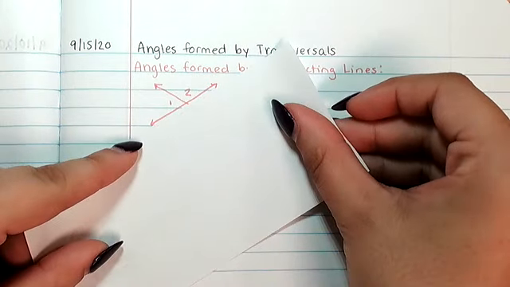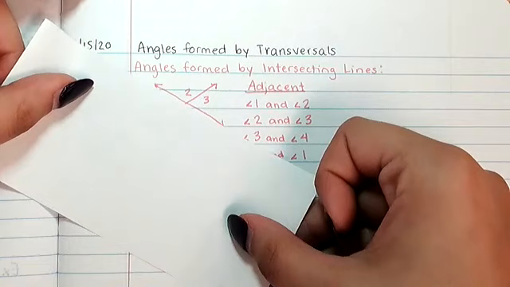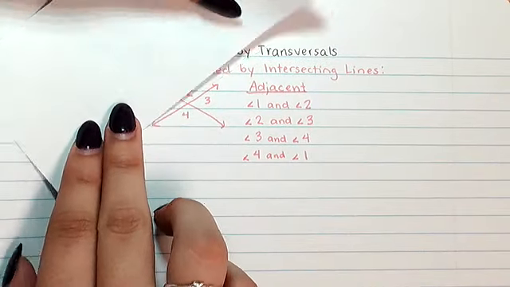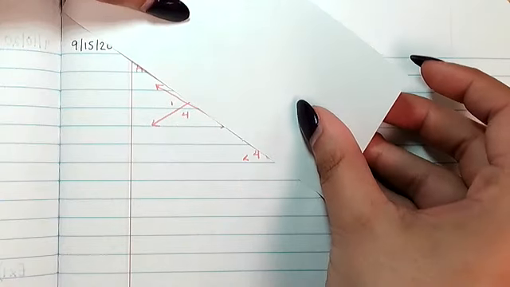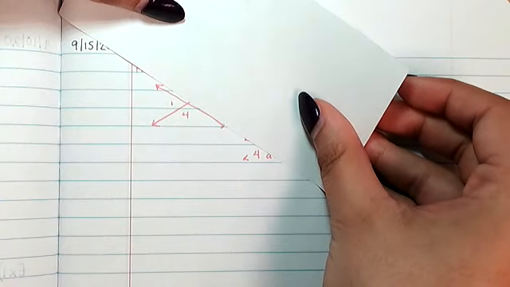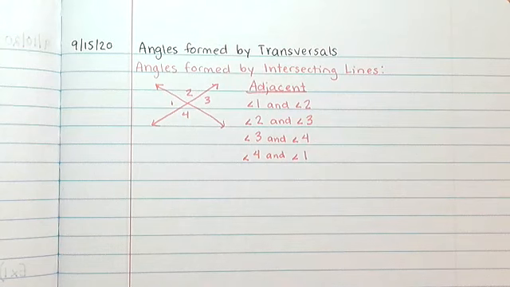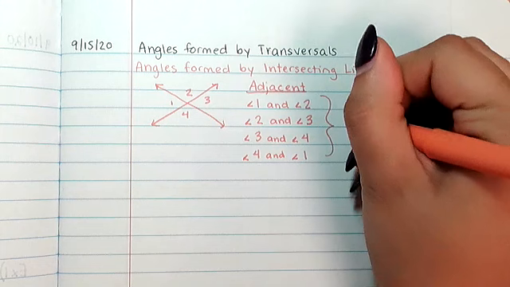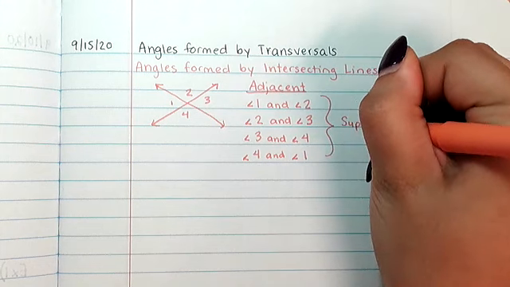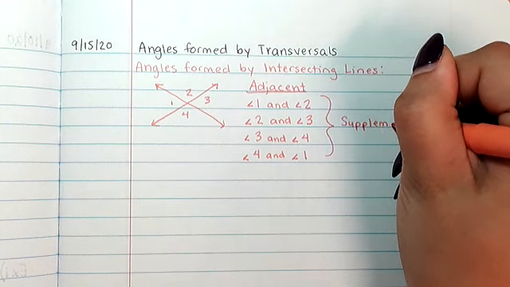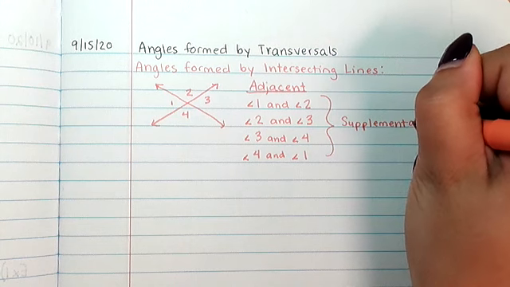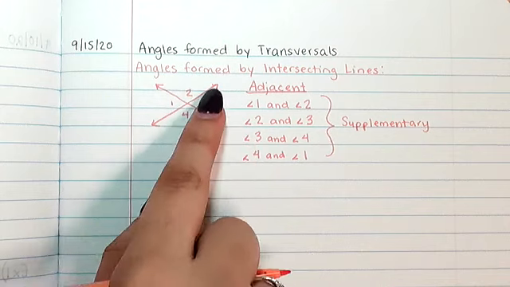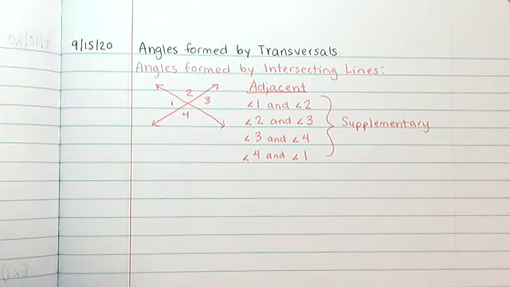Anytime you have two angles forming a straight line, they are a linear pair and they are supplementary. So we can see that all of our adjacent angles in this case also happen to be supplementary as well. Now, of course, that isn't always the case. Not every adjacent angle is also supplementary. But in the case of these, they are because they're forming those straight lines.